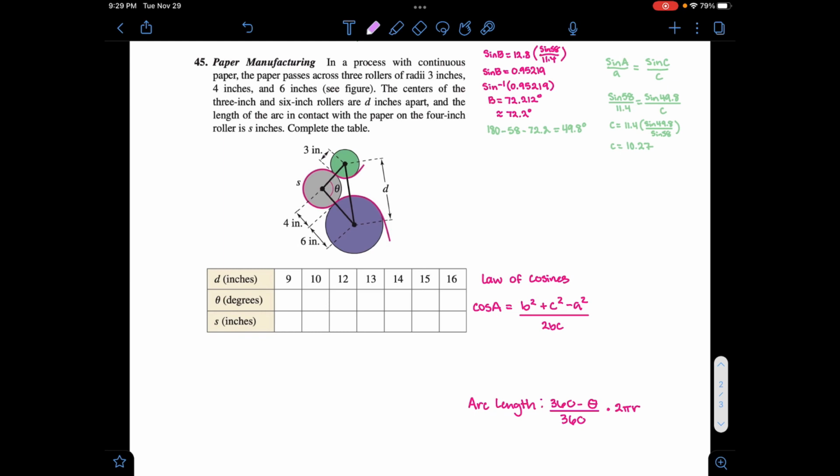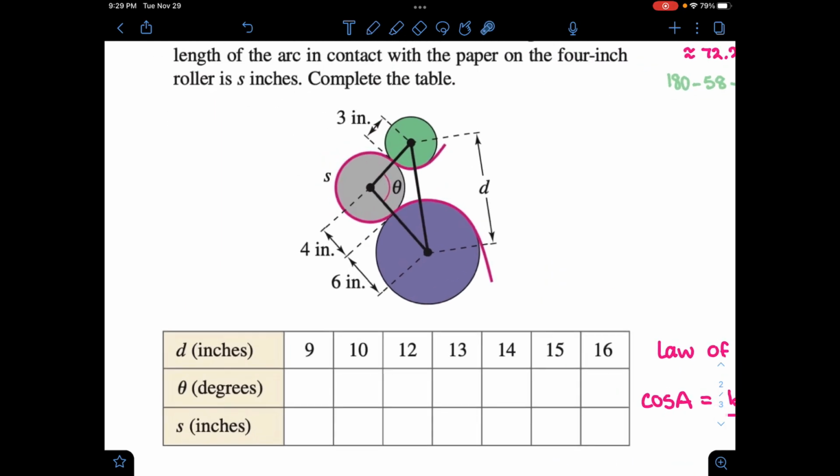So basically, first we're going to start off by figuring out the side lengths for these ones right here. So we're going to start with D. D is going to be 9. So whatever one you're solving for in this box, you're going to be putting right here.